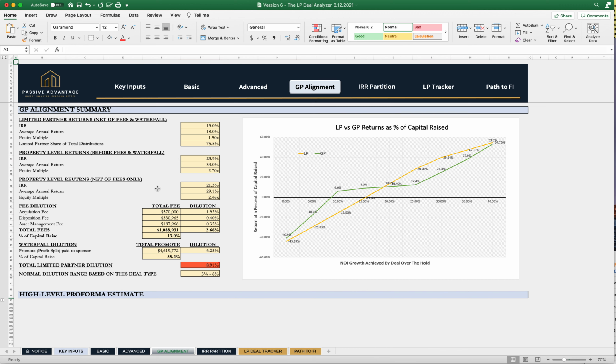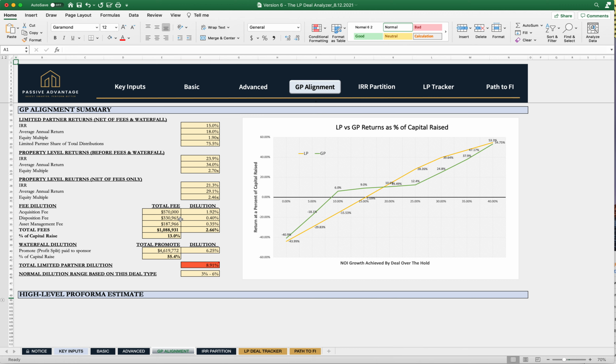As you can see, the next section looks at the fee dilution rates, and you can see, based on the property price, the total acquisition fee, disposition fee, asset management fee, and then the sum of all those fees together, and what percent of the capital raise the fees incur.